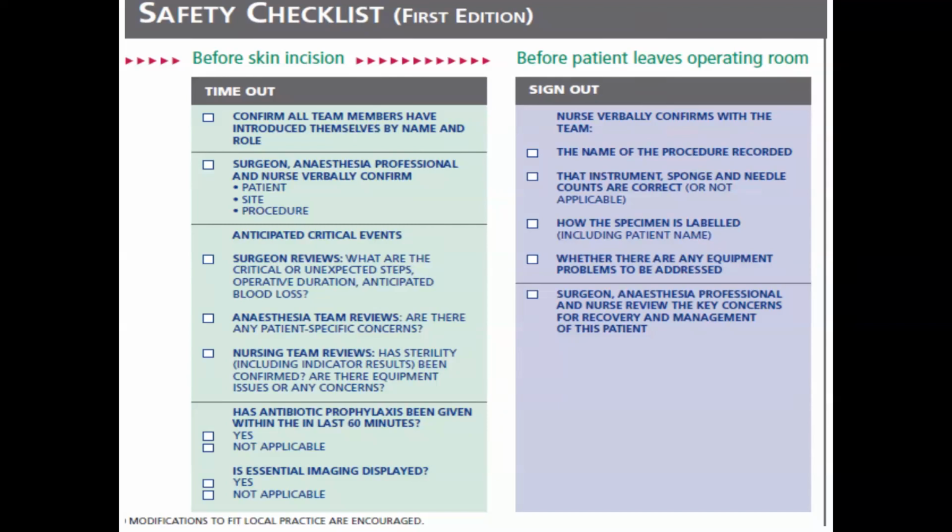The nurse also confirms to the team the name of the procedure that was done, and the instrument, swab and needle count, whether they're correct, okay? If there's any specimen, and if the specimen has been handled as per procedure, and if there are any concerns, it will be verbalized by the surgeon, concerns by the anesthetist, or any concerns by the nurse.